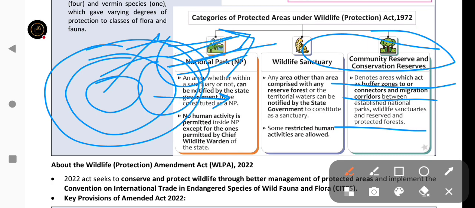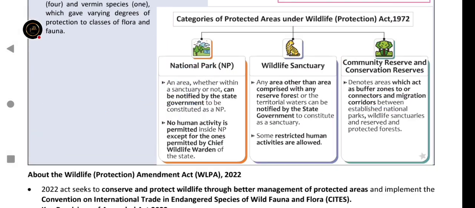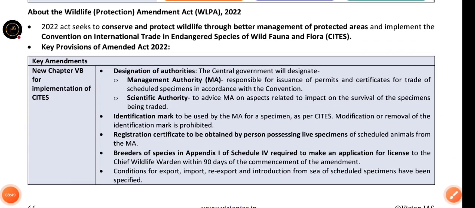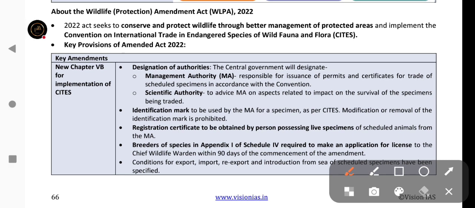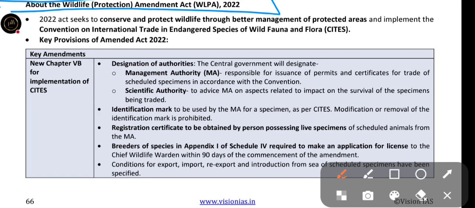Okay, and these are the outer area of biosphere reserve. Okay, and this is about why this act needed an amendment. In 2022, the Act seeks to conserve and protect wildlife through better management of protected areas and to implement the Convention on International Trade in Endangered Species of Wild Fauna and Flora.